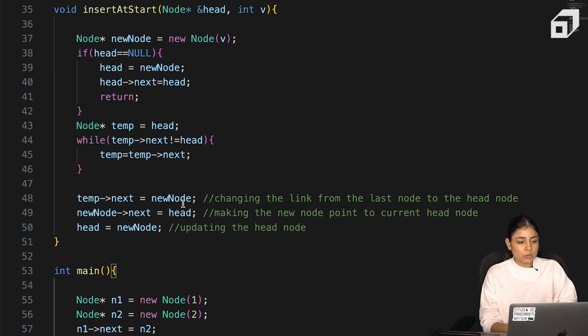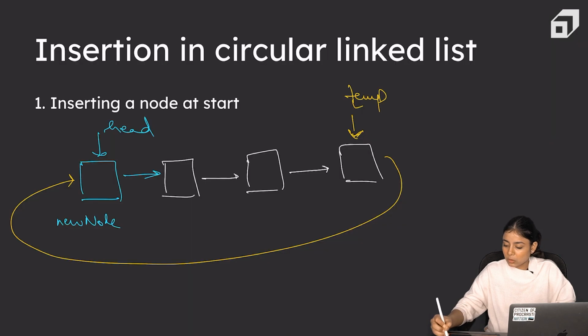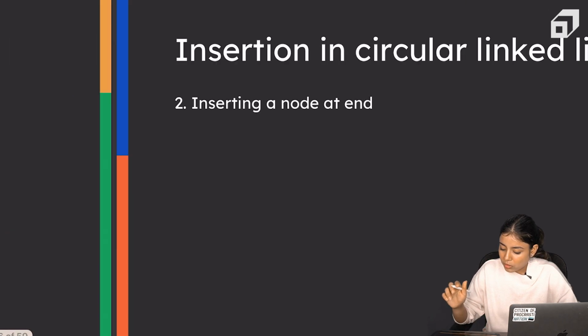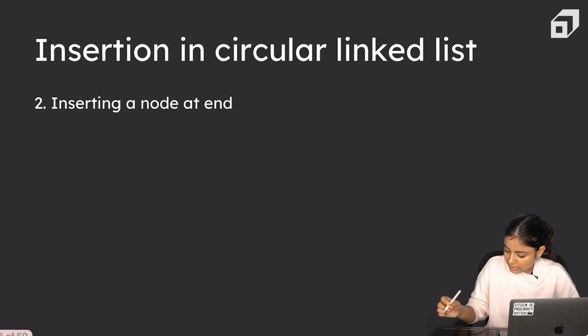That is our code for inserting at the start, and the time complexity for this would be O of n, right? Because we have to traverse to the last node of our list. Let's move forward and see inserting a node at the end of my list.